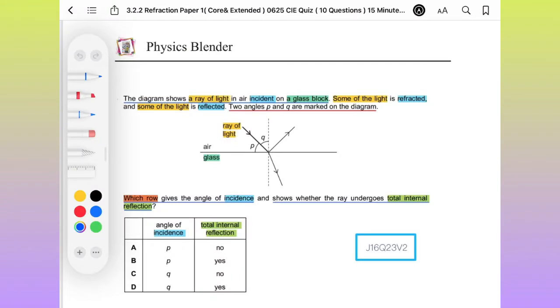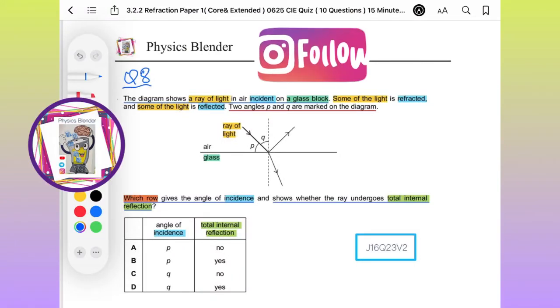Let's continue question 8. The diagram here is showing a ray of light in air incident on a glass block. So it passes from less dense to denser. Some of the light is refracted and some is reflected. Two angles P and Q are marked on the diagram. Which row here gives the correct angle of incidence and what happens if total internal reflection takes place or not?